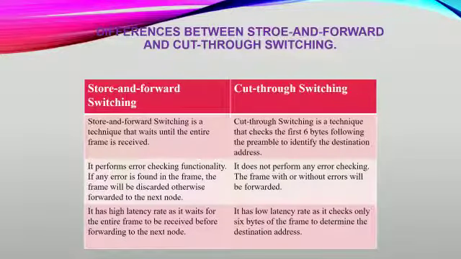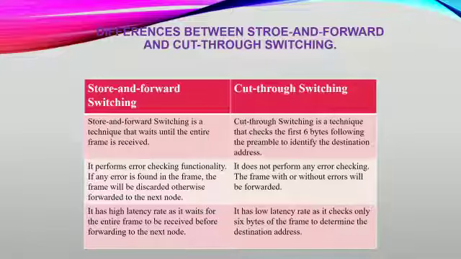Next is the difference between store and forward switching and cut-through switching. Store and forward switching is a technique that waits until the entire frame is received. Cut-through switching is a technique that checks the first 6 bytes following the preamble to identify the destination address. In store and forward switching, it performs error checking. If any error is found, the frame will be discarded, otherwise forwarded to the next node. In cut-through switching, it does not perform any error checking. The frame with or without error will be forwarded.